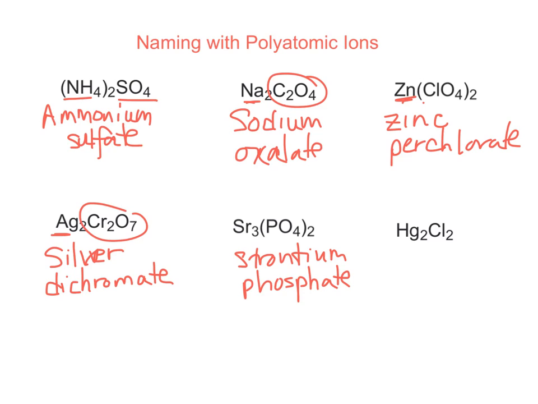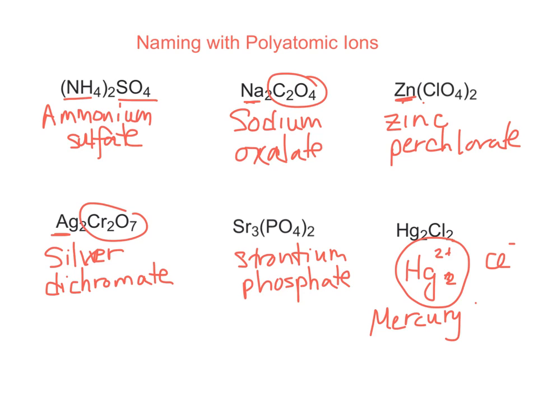And then this is one that always confuses people. This is a funky polyatomic ion, Hg2 2+, and Cl-. The name of this ion is actually mercury(I). It's one of the polyatomic ions you're going to learn. So mercury(I) chloride. So that's how you go from formulas to names.